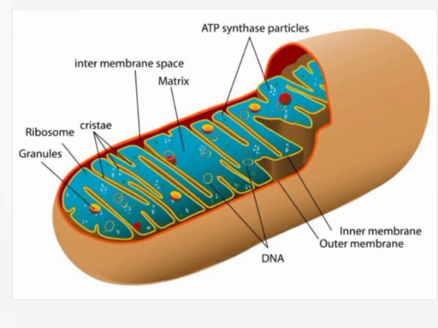So mitochondria are miniature biochemical factories where foodstuffs are oxidized and energy is released in the form of ATP. This energy is stored in the form of ATP. ATP is adenosine triphosphate. Hence, mitochondria are called the powerhouse of the cell because here energy is released in the form of ATP, adenosine triphosphate.